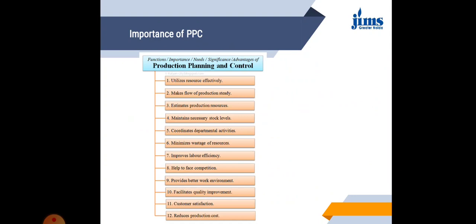We can estimate production resources that would be required in future. We can also take care of necessary stock levels or inventory levels and therefore make sure that not too much inventory is kept, neither is there a scarcity of inventory in the plant. Production planning and control also coordinates departmental activities, especially the departmental activities of the production department. It minimizes wastages of resources, leading to overall efficiency of the plant.